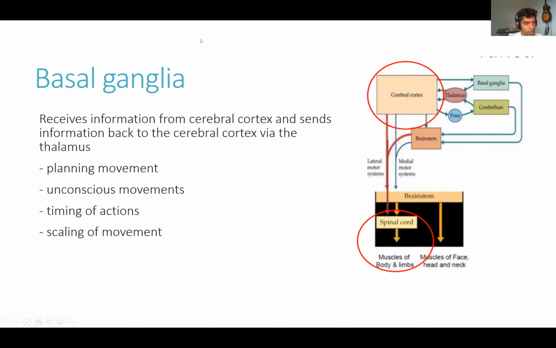The basal ganglia are involved in planning, unconscious movements, timings of actions and scaling. They receive information directly from the cortex and then move it back via the thalamus.